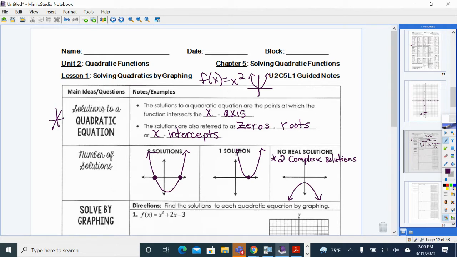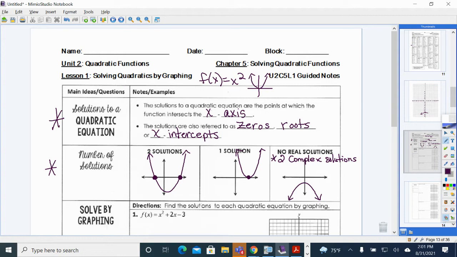Now, there's three different things that can happen here when we talk about numbers of solutions. The first one in your notes here, and I've got the two covered up, is that you might have two solutions. The parabola is going to hit or cross the x-axis two times, creating two solutions at those points. Again, where it's hitting the x-axis. Your parabola may only hit the x-axis one time, giving you one solution. And then the last situation is there may be a situation where the parabola doesn't hit the x-axis at all.